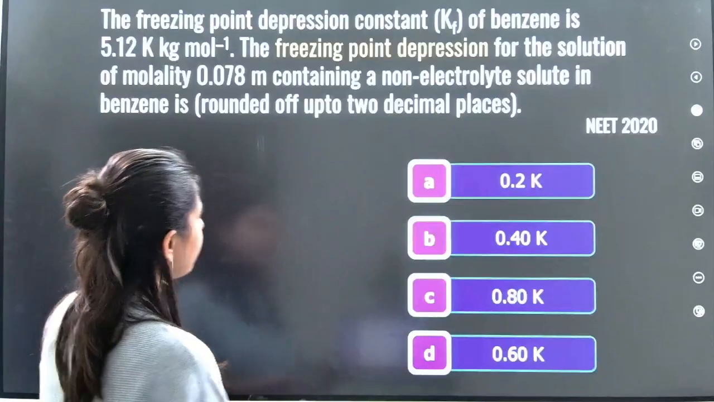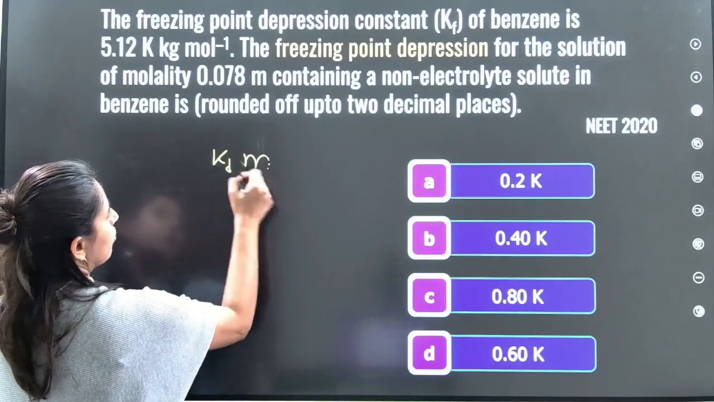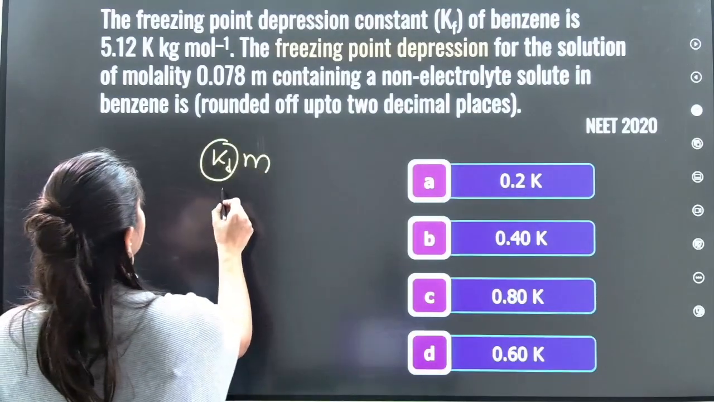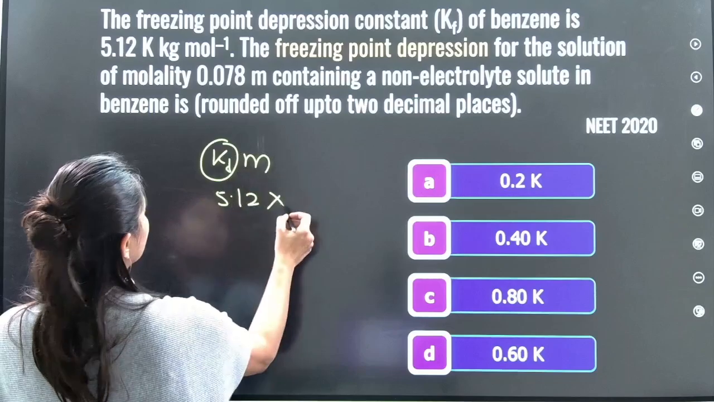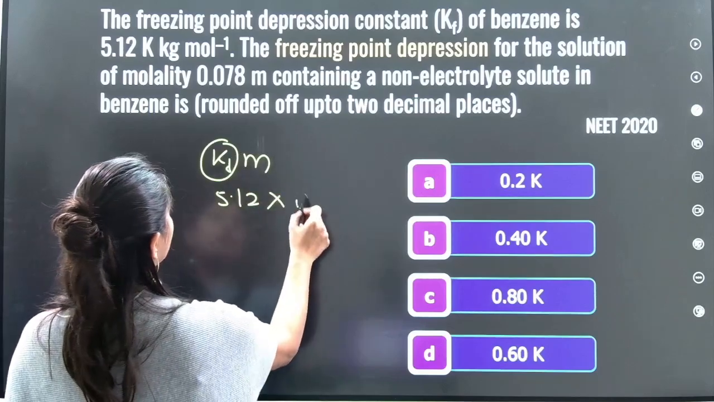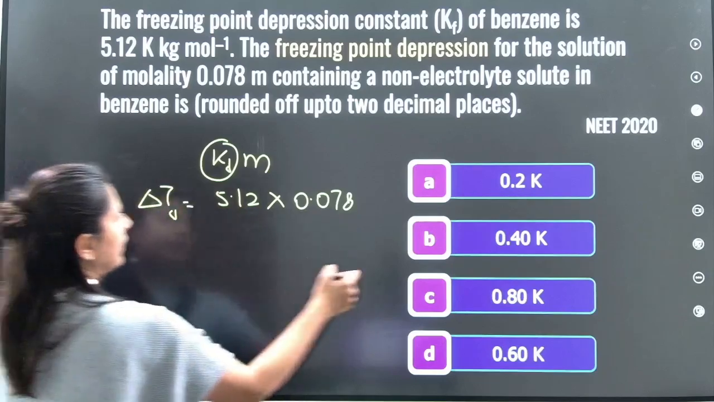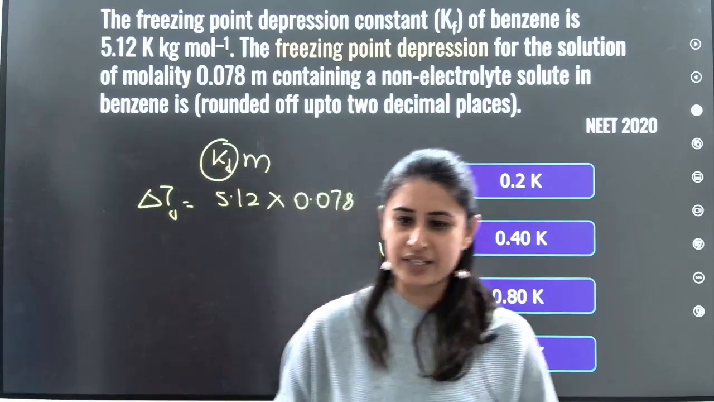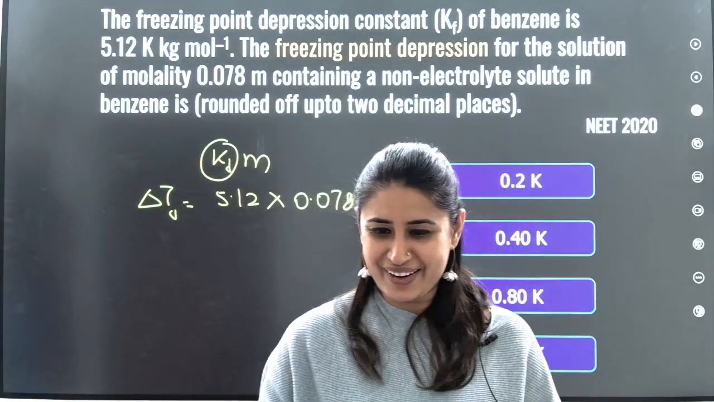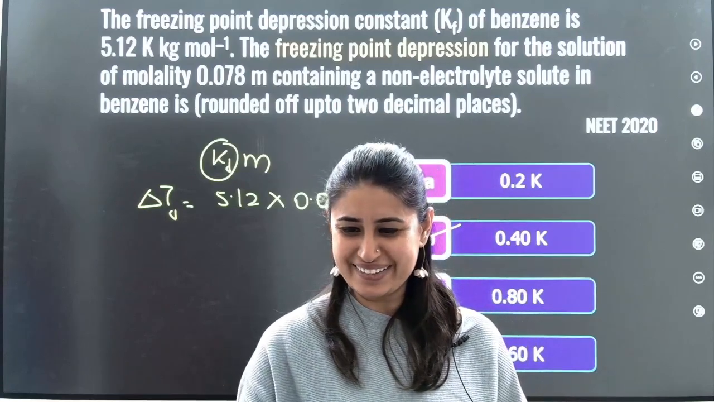So very quickly, let me give you the solution, KFM. The KF value you already have, 5.12, and for molality you have everything, you just had to multiply, and that would have given you delta TF. And option B is the right answer to this question. Okay, time to see the leaderboard.